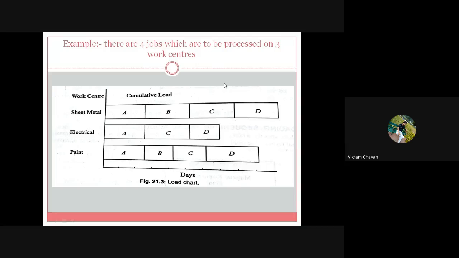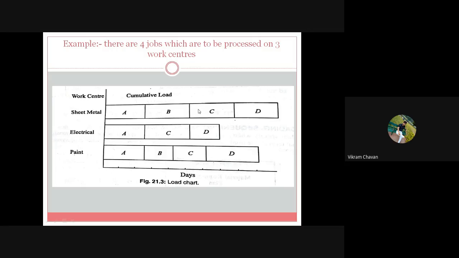So here the job B does not require transfer to the electrical workstation, because there is no requirement for this particular B job according to its specification. Here you can understand the time period required on this particular sheet metal. A job requires how much time on the sheet metal workstation, how much time on the electrical workstation, and how much time on the paint workstation.